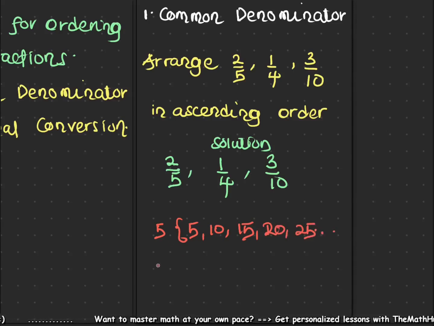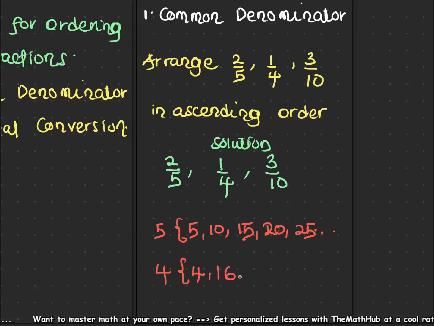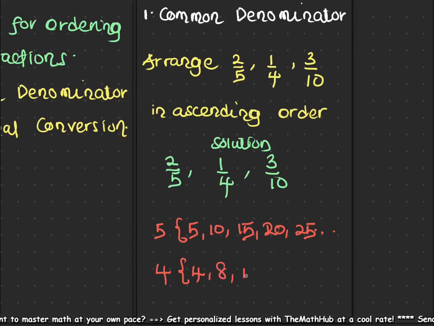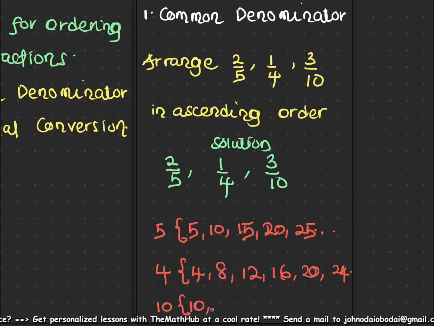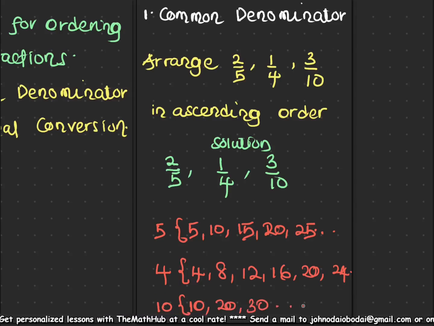Then for 4, we have 4 itself, 8, 12, 16, 20, 24, and it goes on and on. Then for our very last one, which is 10, we want its multiples. There is a 10, a 20, a 30, and it also goes on and on.